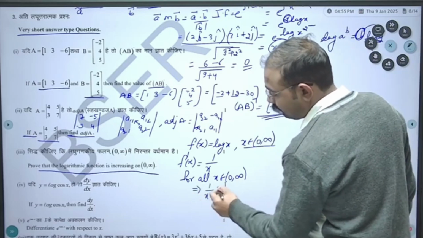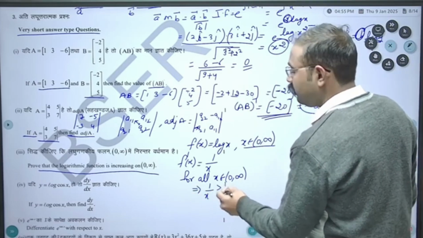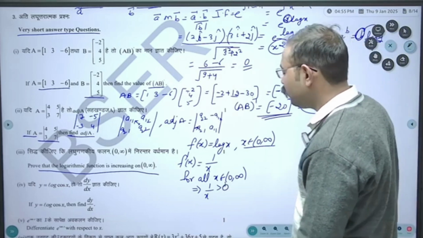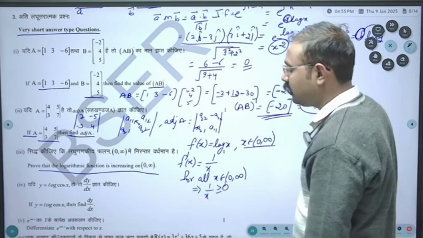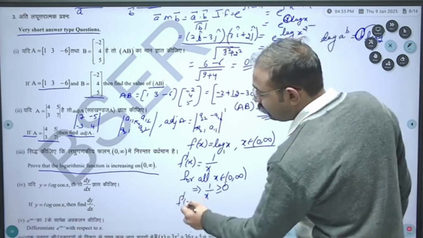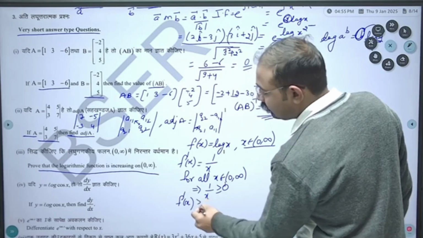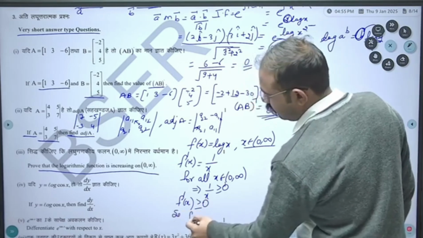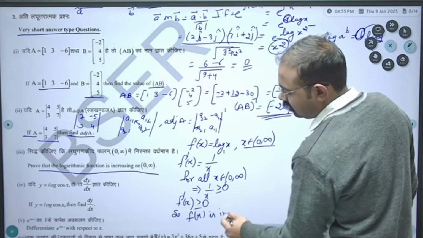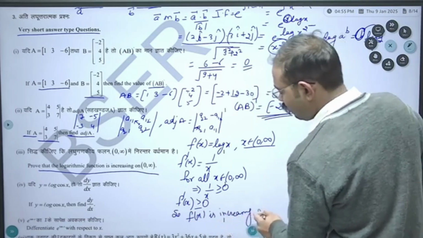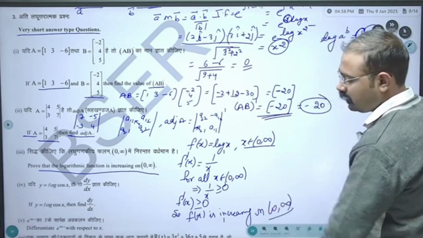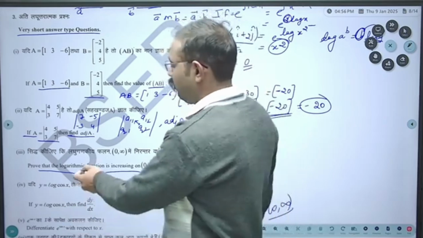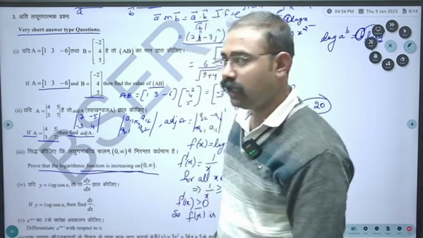this 1 upon x will be greater than 0, or we can say greater than or equal to 0. Means here f dash x is greater than or equal to 0. So f(x) is increasing on 0 to infinity. This is the solution for this logarithmic function is increasing on 0 to infinity.